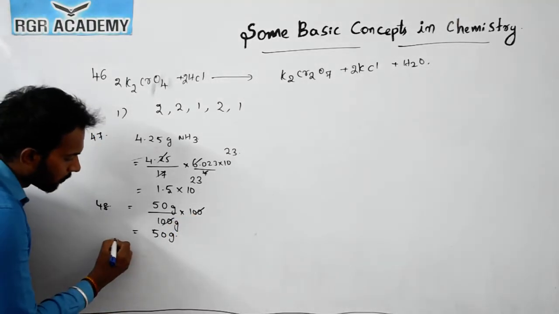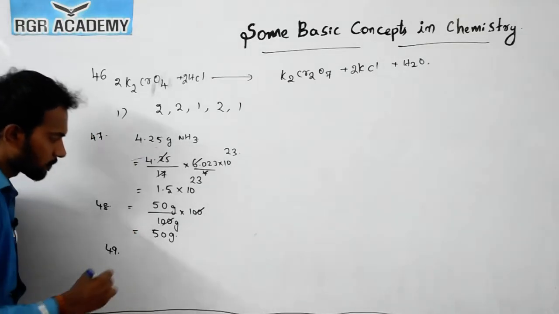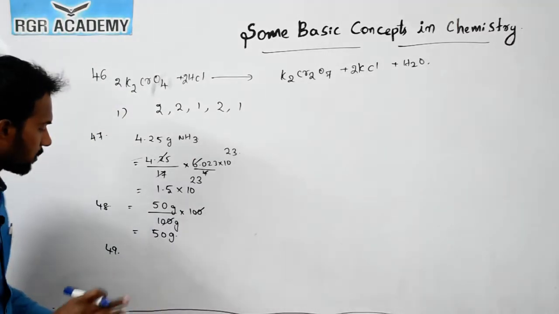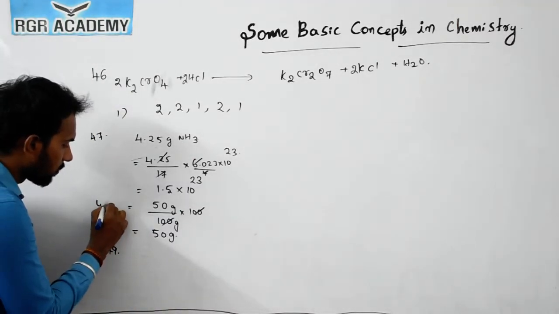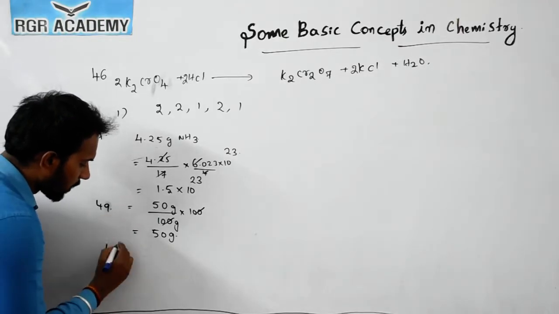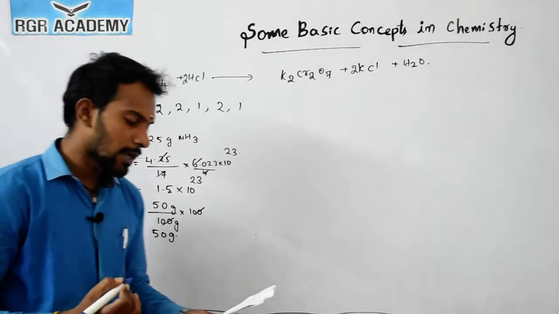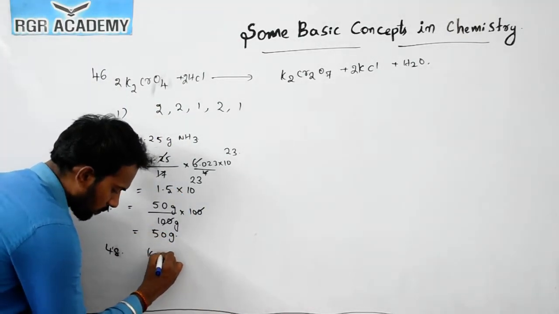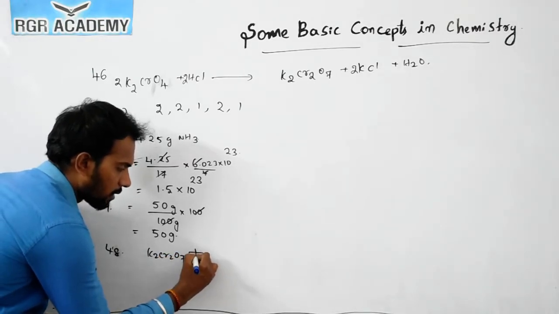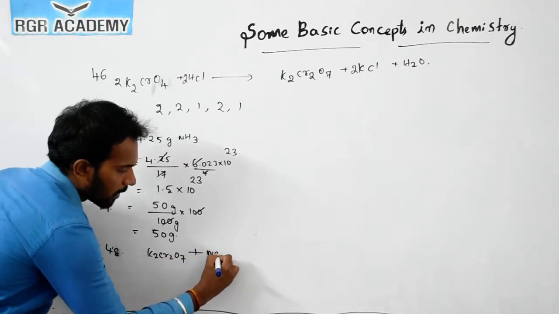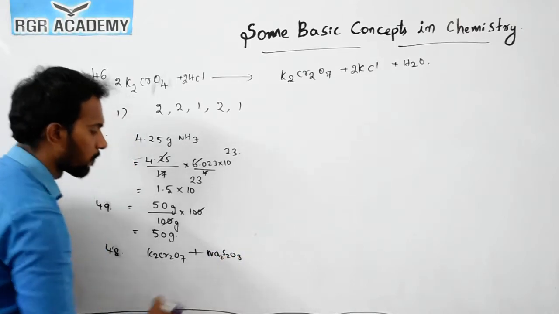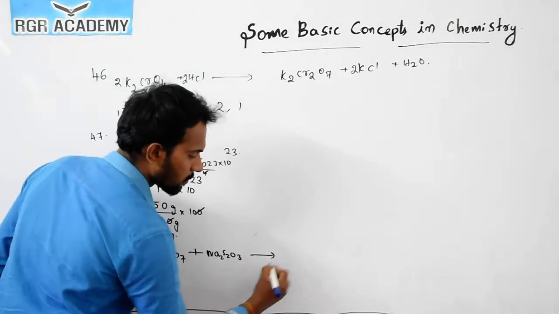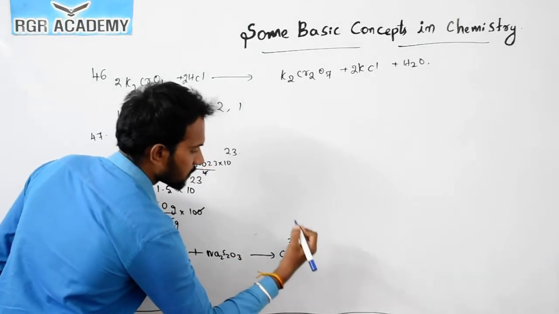Okay. Now the question number 49. This is the question for 49. Now see this question. The reaction is given: K2Cr2O7 reacts with Na2S2O3. It forms chromium 3 plus.